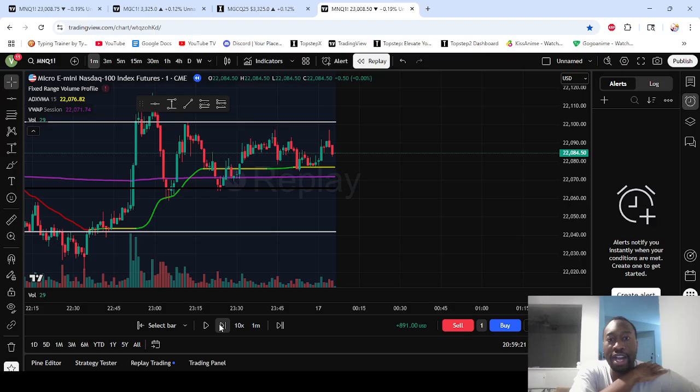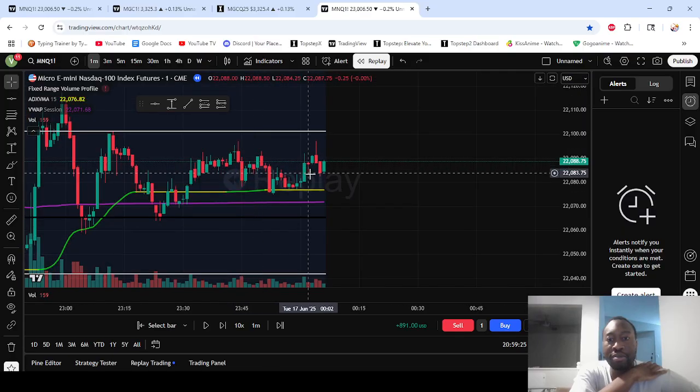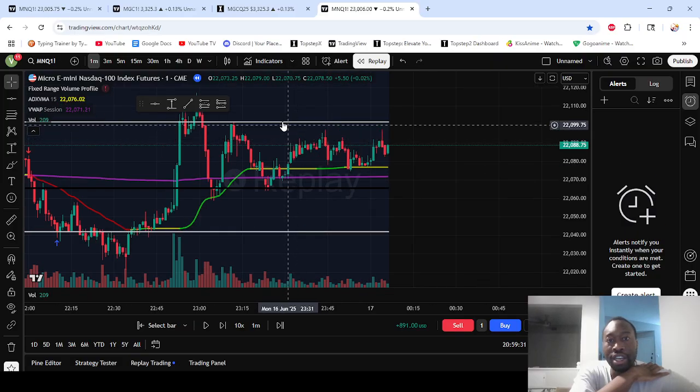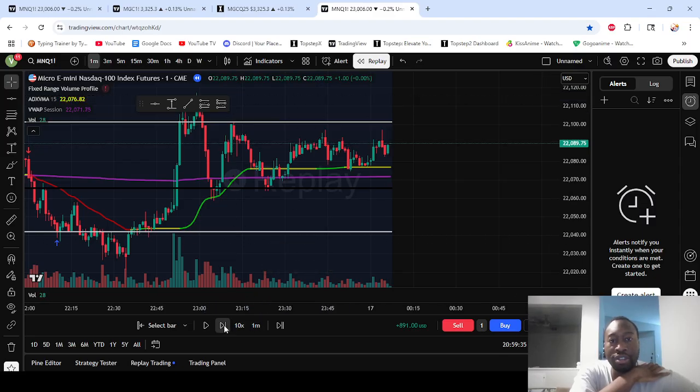Still looking to see what happens, right? We did get this reverse hammer. I love that candle, but the volume still is not good enough for me. Could you take that? Absolutely, you could, right? Because you're positioning yourself for good risk to reward. But for me, I love using volume as confirmation.